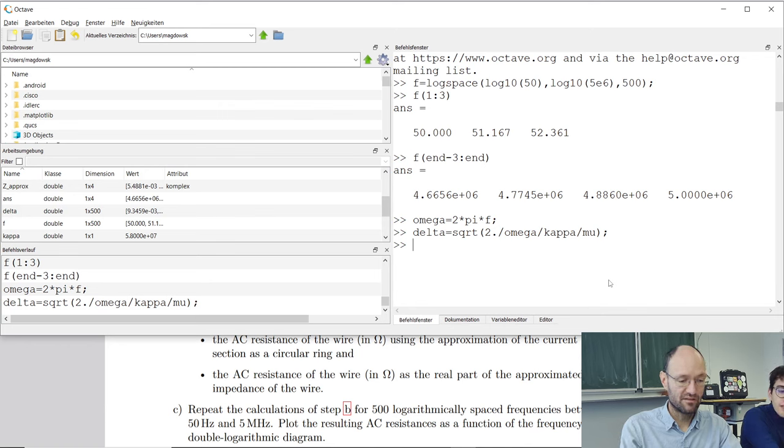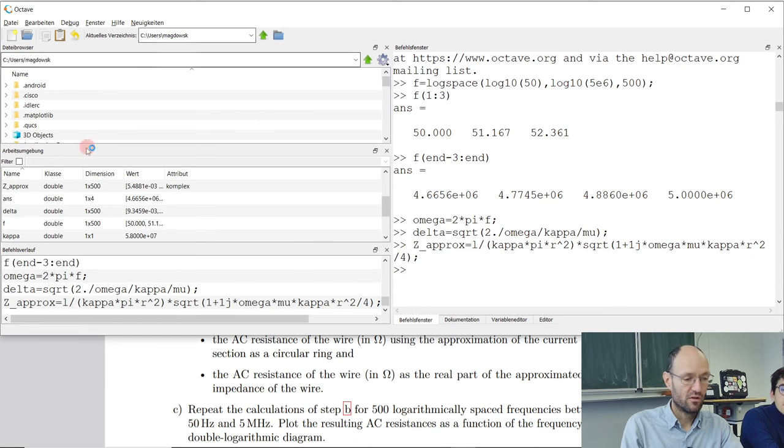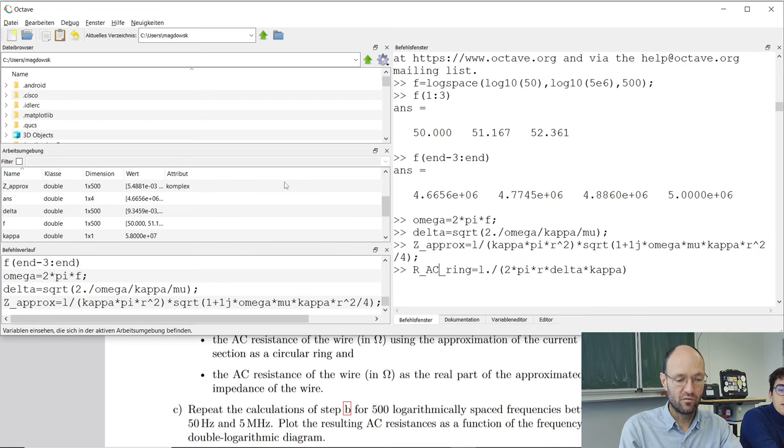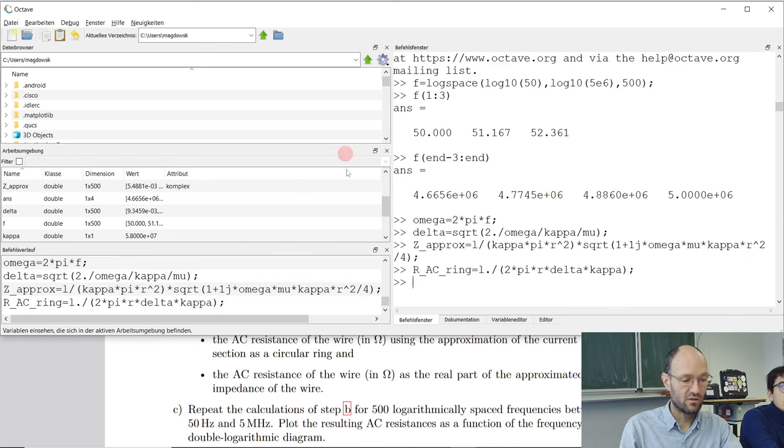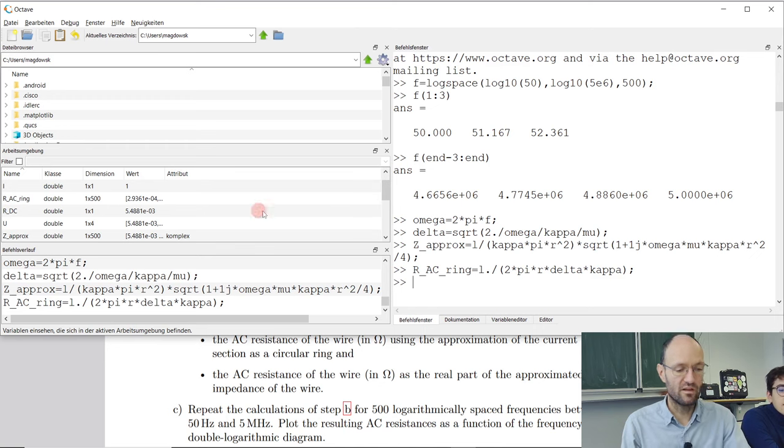So next step that I could probably do is calculate this approximation, or use this approximation formula that we had before. And I will also escape the output here. So now this is also 500 values. And I could use our AC ring formula that includes skin depth delta and recalculate it. So then for this R ring, now we also have 500 values. And so now I could try to plot them, as suggested here. Plot the resulting AC resistances as a function of the frequency into a double logarithmic diagram.